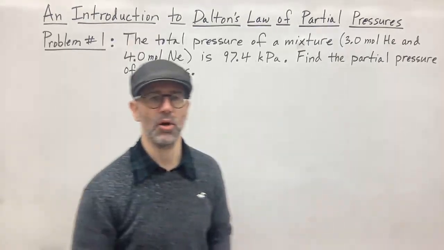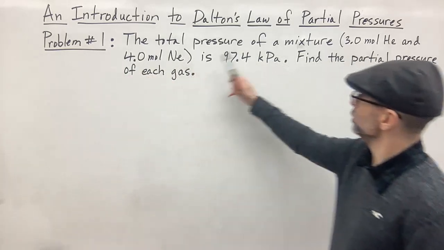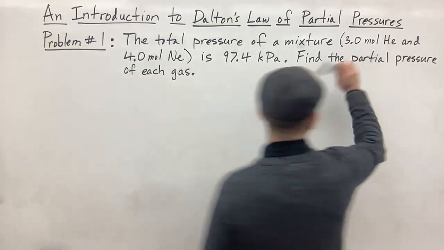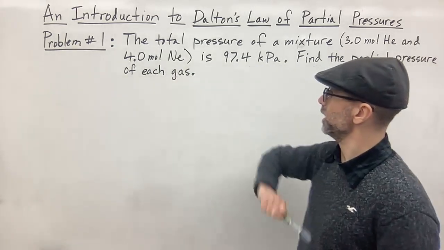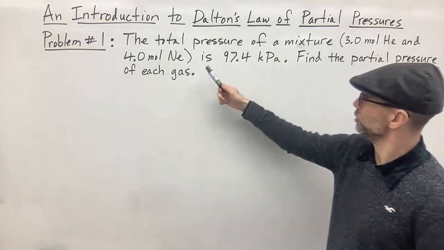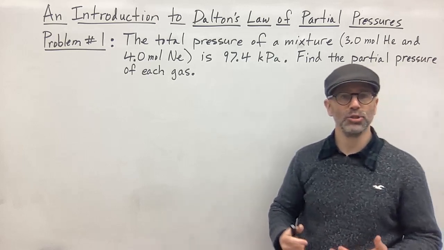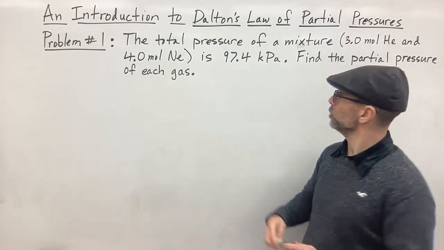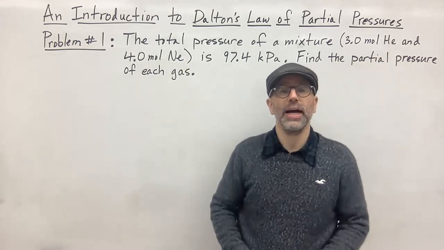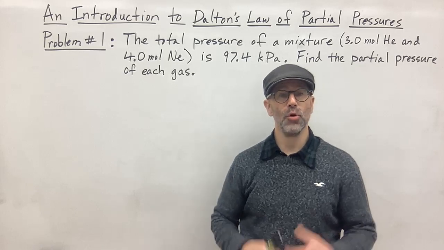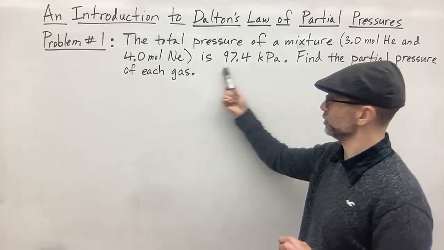Okay, so here's problem number 1. They're giving us a mixture of 3 moles of helium and 4 moles of neon. The total pressure of this mixture is 97.4 kilopascals. They want us to find the partial pressure of each gas. They're giving us the moles of the individual gases, so we can total that and find the total moles, and therefore we can use the mole fraction. Why? Because they're giving us the total pressure as well.